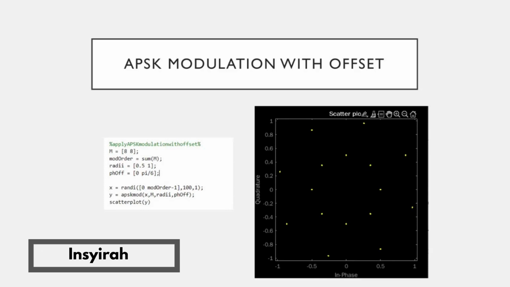Next, we will try to apply APSK modulation with phase offset. The coding is almost the same as the previous one, but this time we will use 2 values for m and use the command phOff to set the offset value. The sum of m also needs to be a positive integer power of 2, and the value of phase offset must be less than the corresponding element of 2 times pi over m. In this case, we set the phase offset value as pi over 6. Then we use the same commands as the previous modulation coding to plot the output.